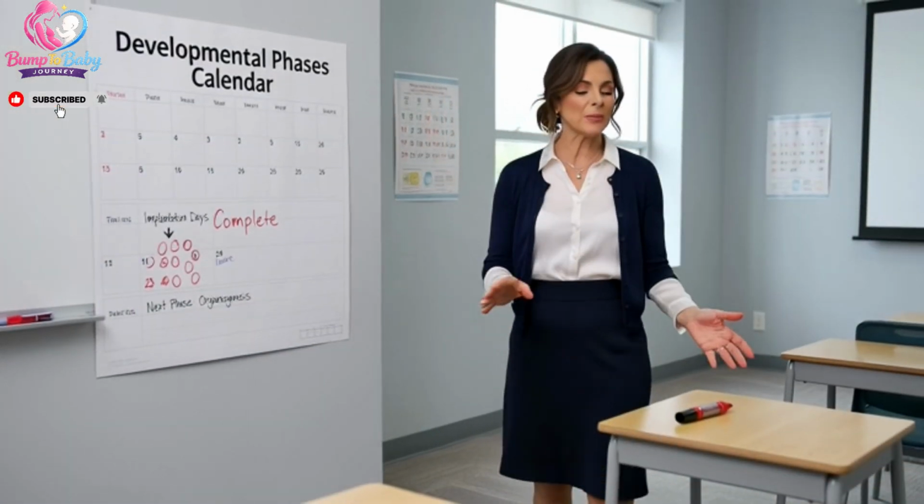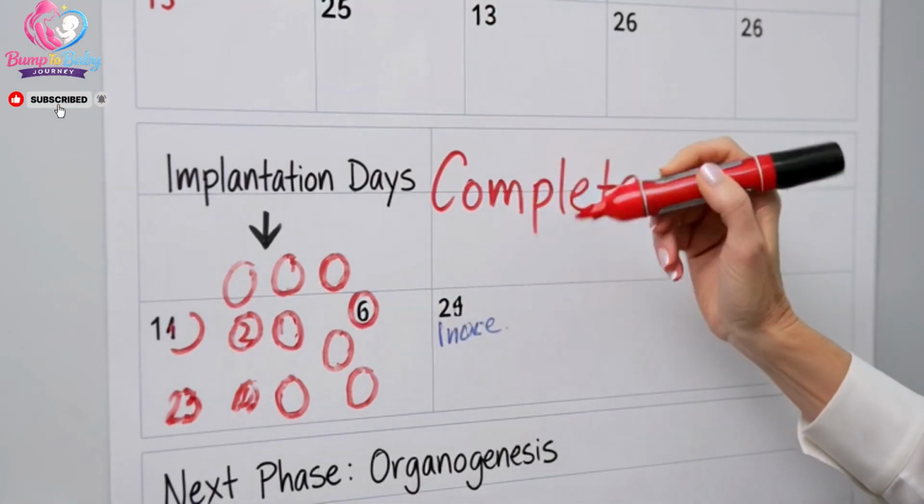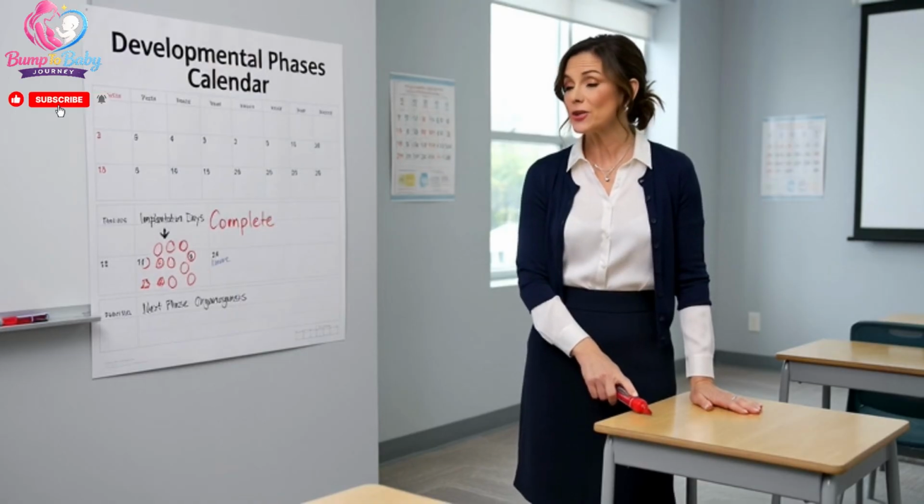All right, class, let's mark the implantation days as complete. I'm writing complete right here on the calendar. With that phase done, we now begin organogenesis. This is a critical time for development.